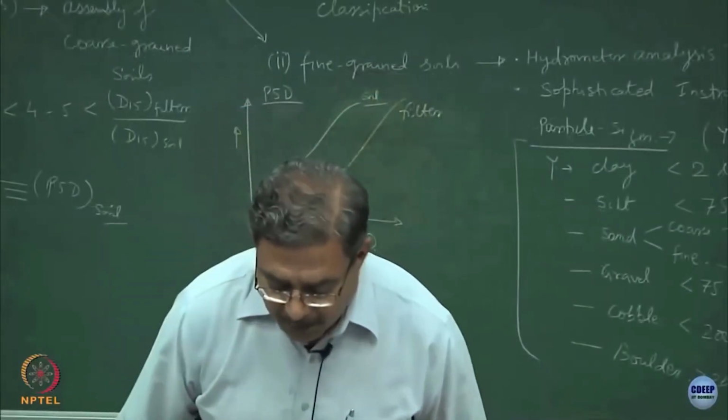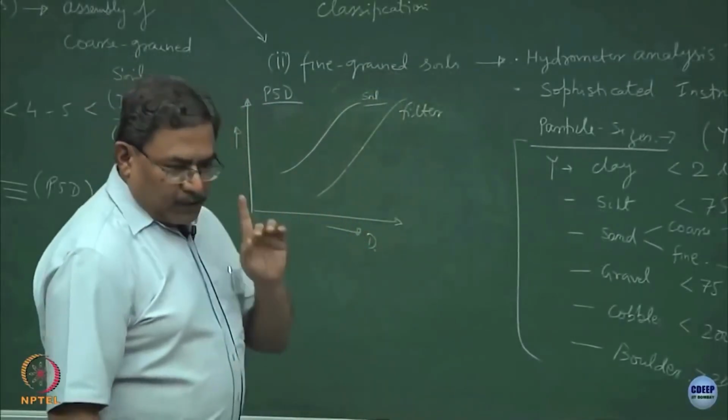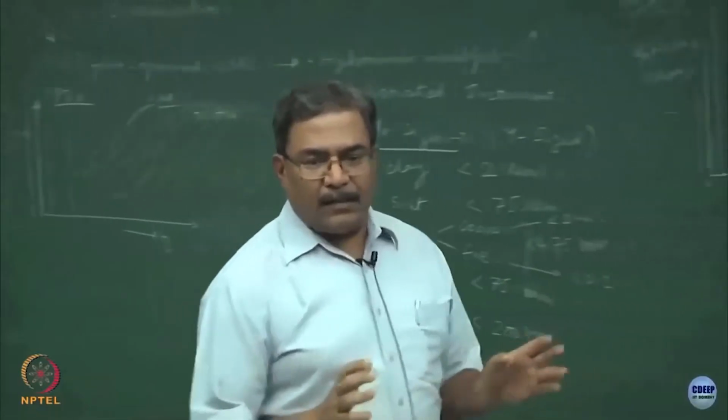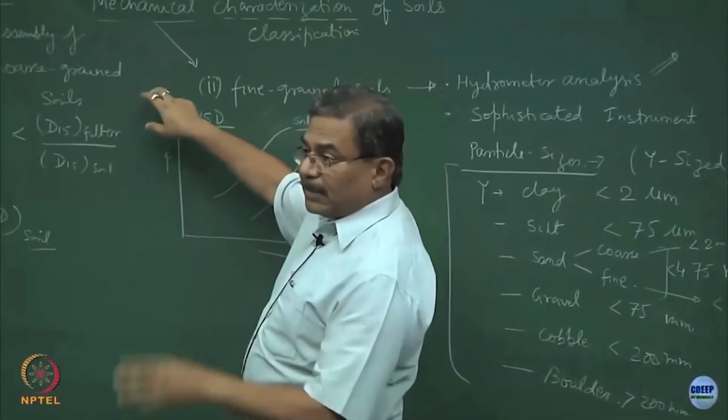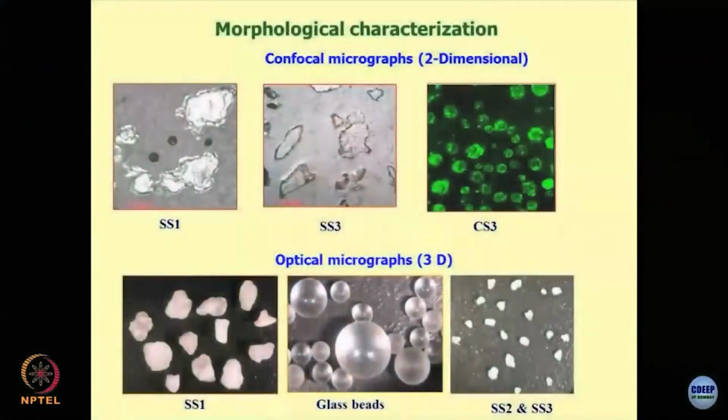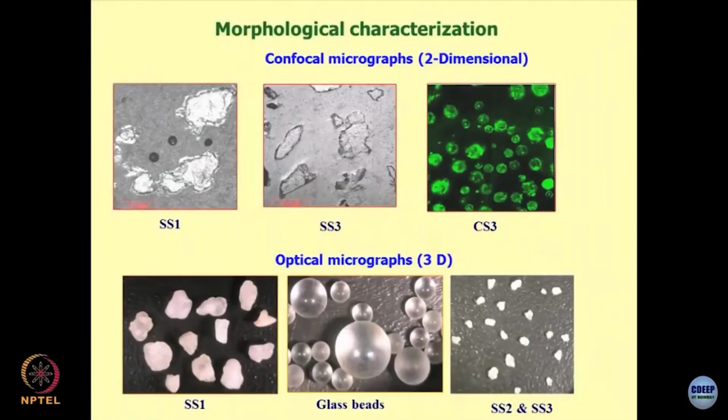Let us move on now, I will show you what is the state of the art in classification or characterization of coarse grained material. Remember, we are still talking about the coarse grained materials. When we deal with coarse grained materials, all this is conventional, which has been done since 1930-40, not much fun here. But these two concepts, confocal micrography and optical micrography, people are using to study the particles in a better way.